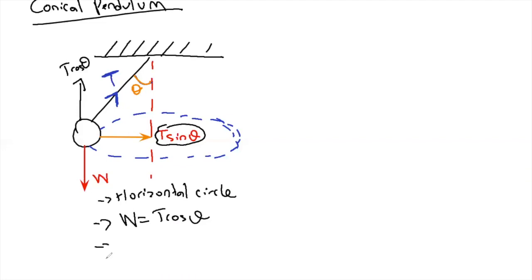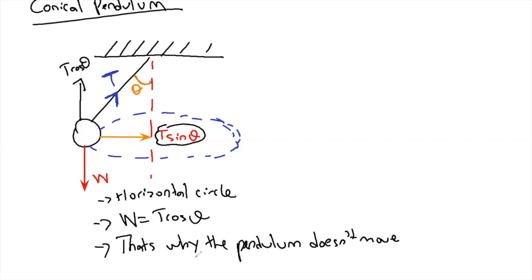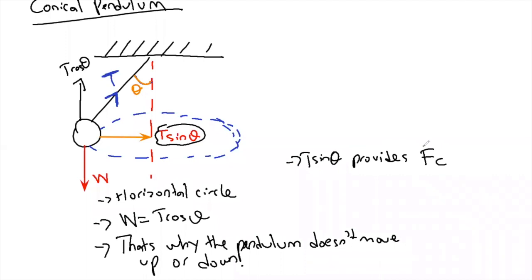So let's write the explanation because it's kind of important. So that's why the pendulum does not move up or down. And we also know that T sine theta provides FC.